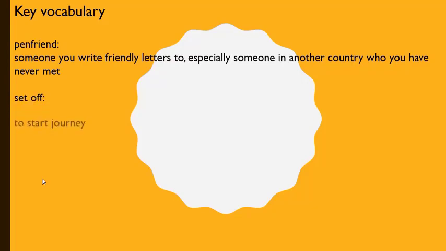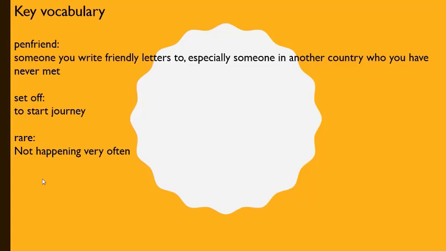The next one, when you start a journey, you can use the word set off. For example, you go on a trip to Siem Reap, so you need to set off at 6 a.m. in the morning. I think we have learned this phrase before. The next word is rare. So rare means not happening very often.